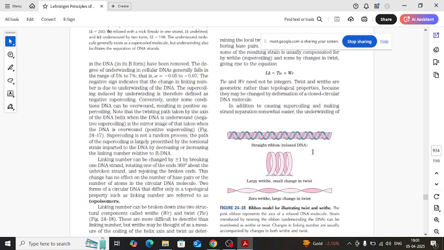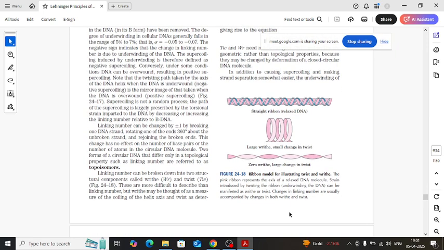So for example, here this is a strained element, suppose this is a relaxed DNA. For a large writhe, if you enlarge the writhe, it will introduce a small change in the twist. But if you decrease the writhe to 0, then for 0 writhe, a large change in the twist will happen. So that is a model for illustrating the twist and writhe number.